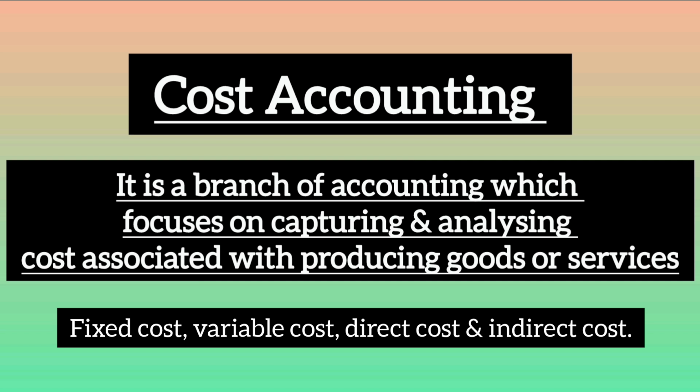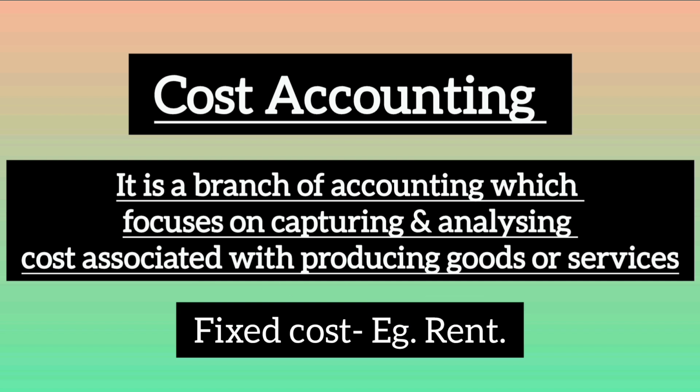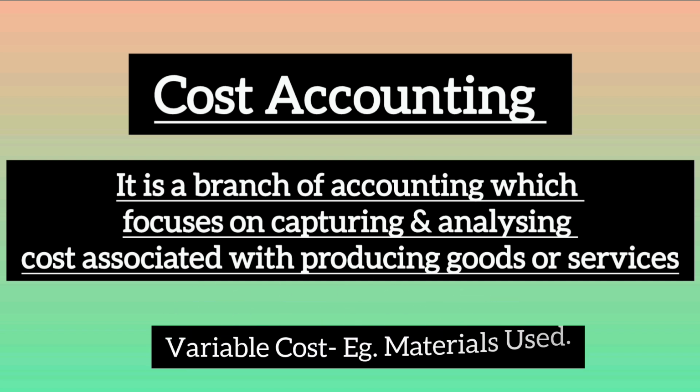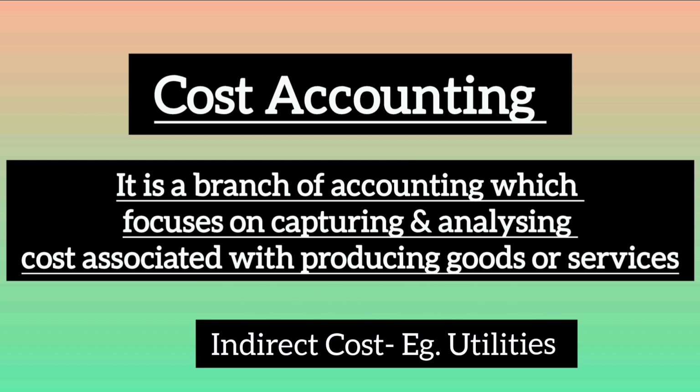If I have to give an example of fixed cost, the example could be rent. Example of a variable cost can be materials used. Example of direct cost can be raw materials. An example of indirect cost is utilities.